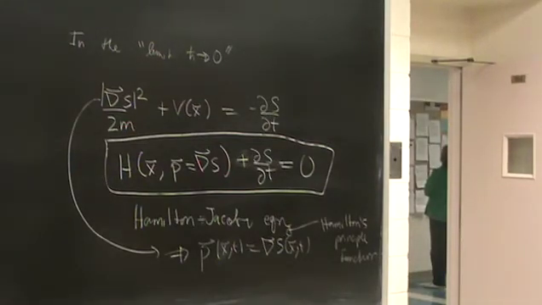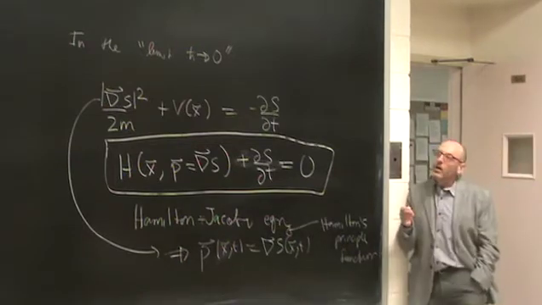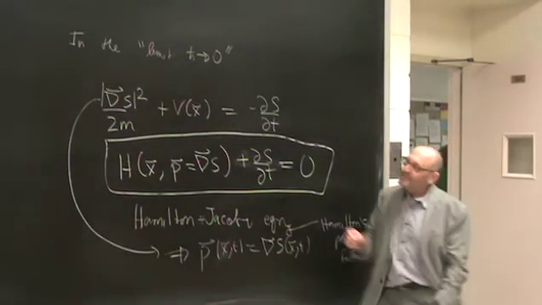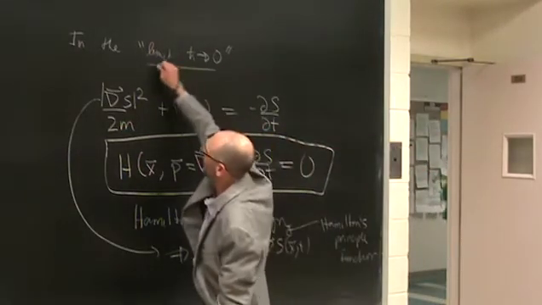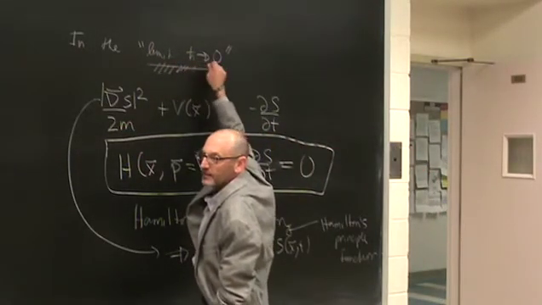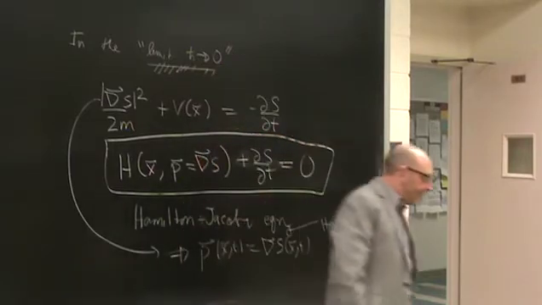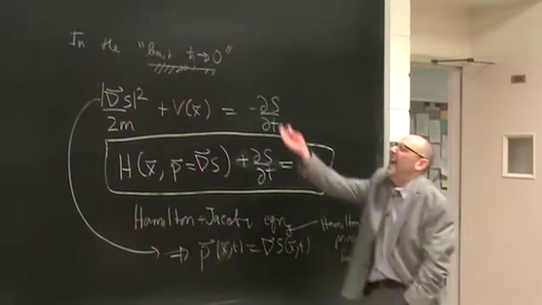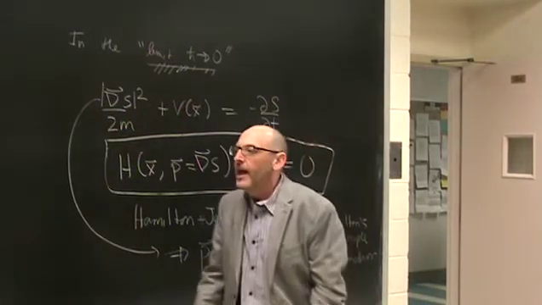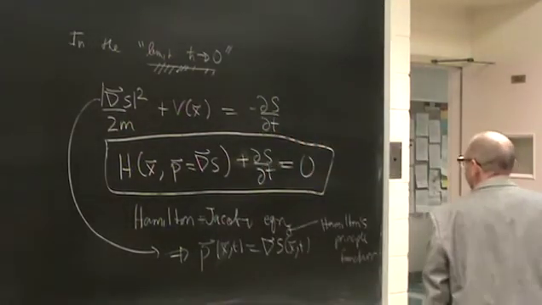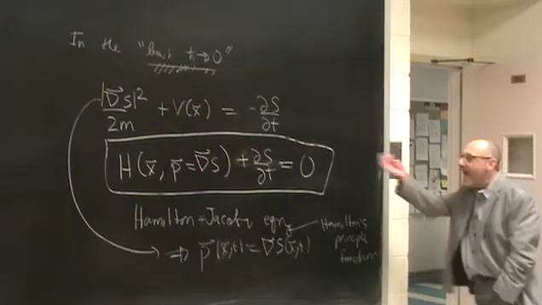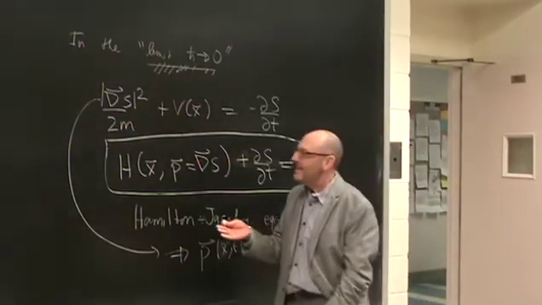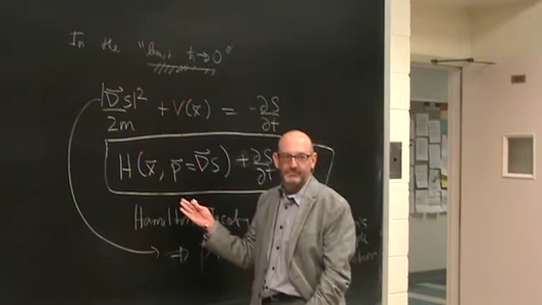So, what is the takeaway message from here? Well, what it's saying is that, in some sense, and we'll have to make this much more precise, in the limit that h bar goes to 0, I'll explain what we mean by that in a moment, quantum mechanics has as its limit classical dynamics.